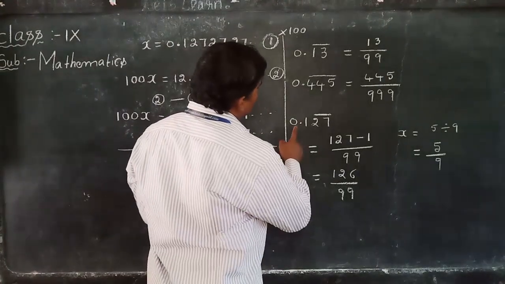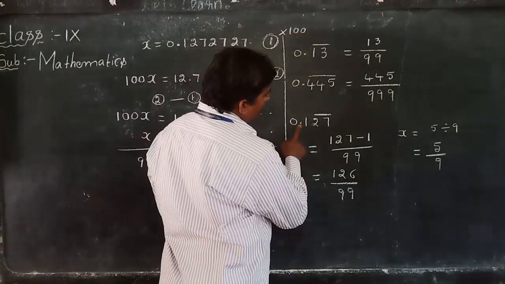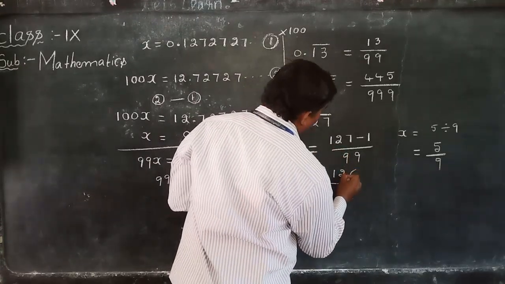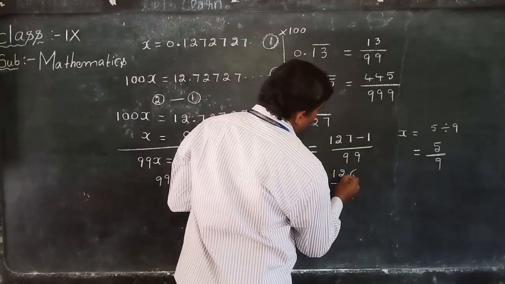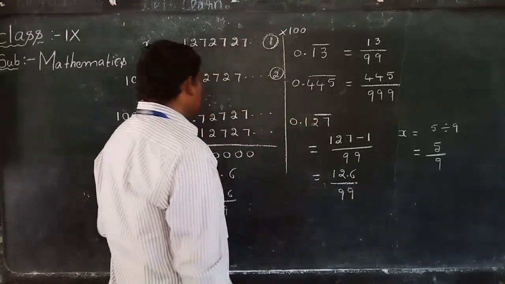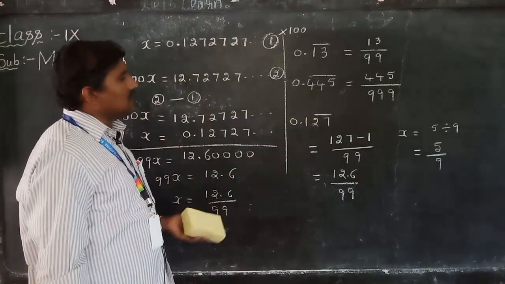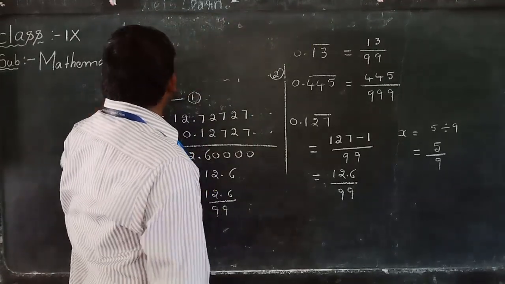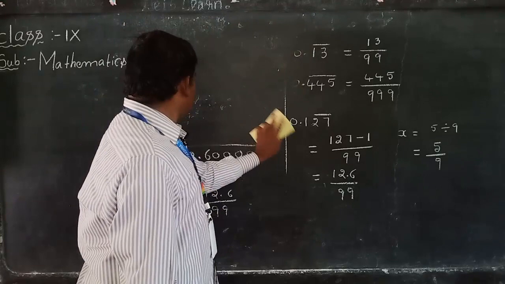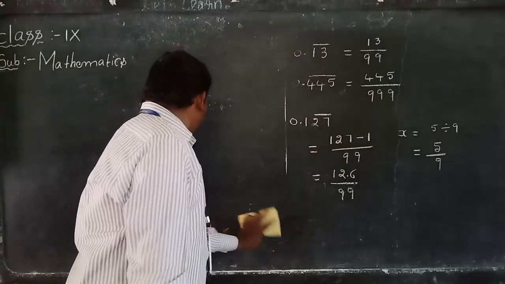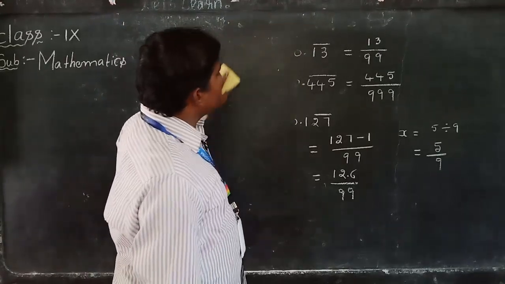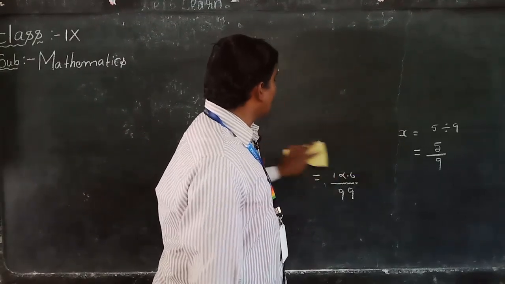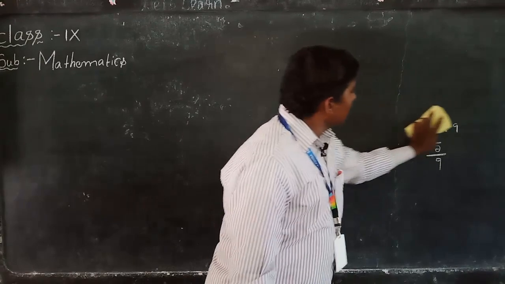126 by 99. Here, after how many values is the decimal point? After 1 value, so keep it on the right side. So 12.6 by 99. This is the process, and this is the shortcut. Okay, like that. So many non-terminating and repeating decimals are there. It is very easy to convert them into rational numbers.